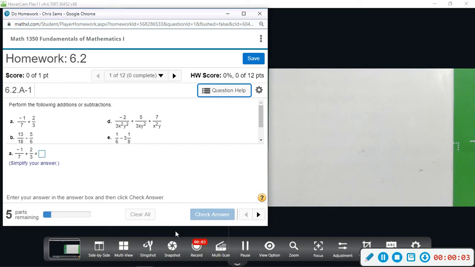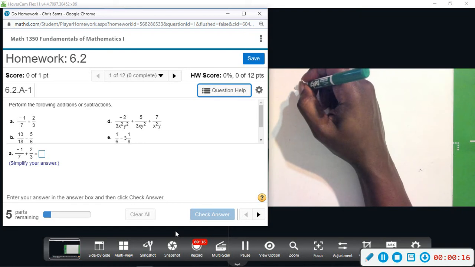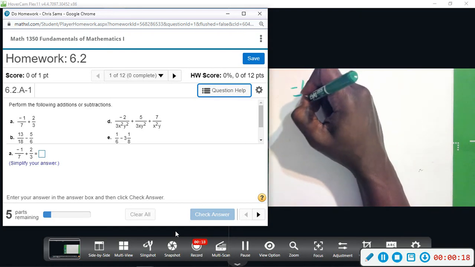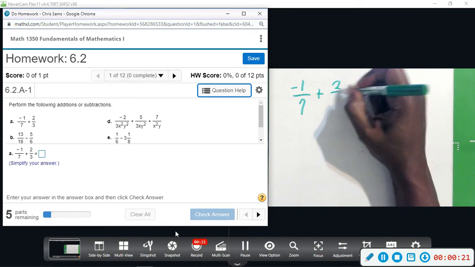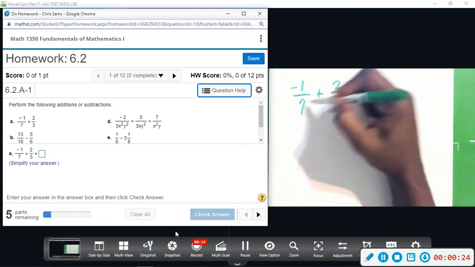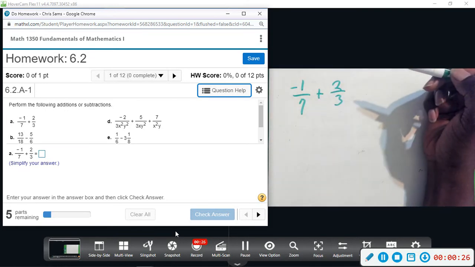Alright, 6-2, we're looking at addition and subtraction with rational numbers. We want to perform the following addition or subtraction. So we have negative 1 over 7, and we're going to be adding 2/3. So in order to add or subtract, we have to get a common denominator.